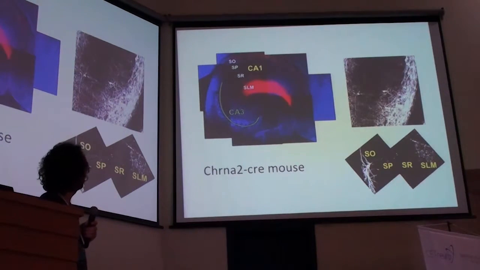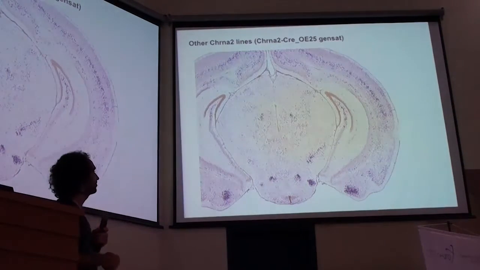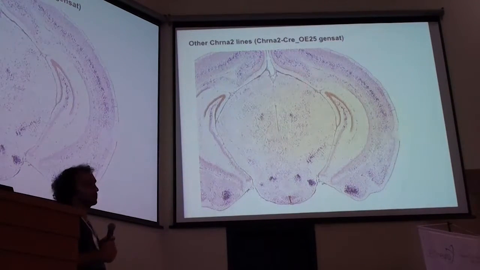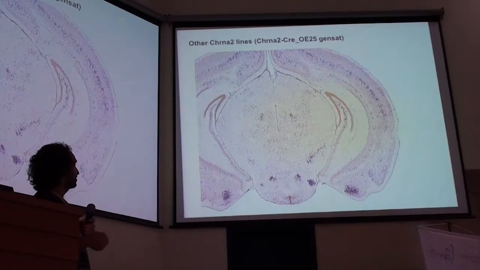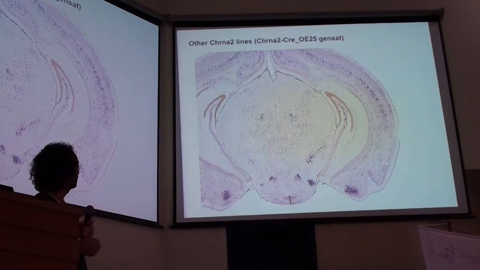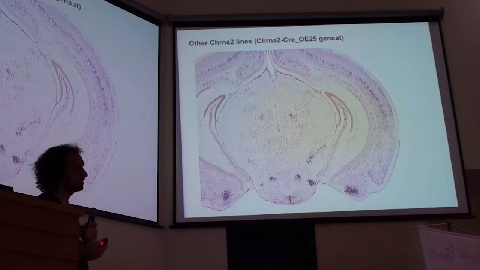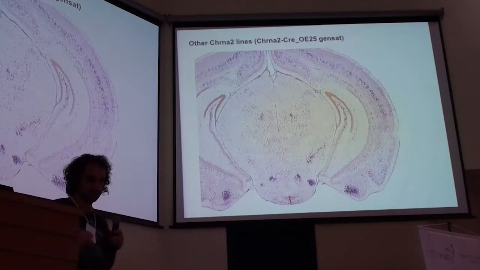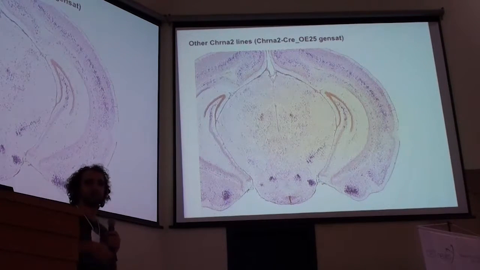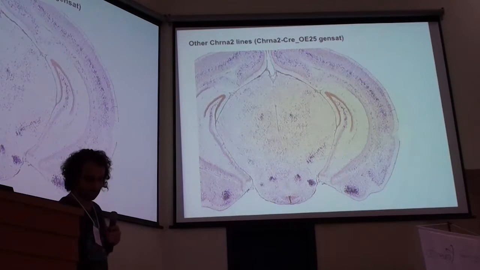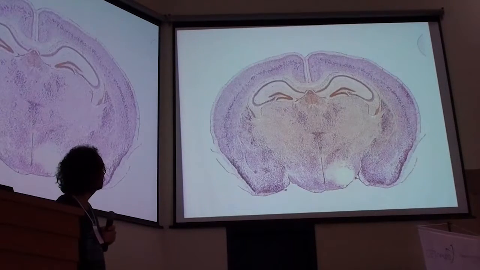Funnily, there is another Chrna2 mouse from GENSAT. This is a Chrna2-Cre OE25. It's not specific. As you see, you have cells here in the pyramidal layer in CA3, and you have very little expression in the oriens. It's not as much as ours, but you do have some. But it's very unspecific. It was some luck in the insertion when we made this mouse that generated this specific pattern.